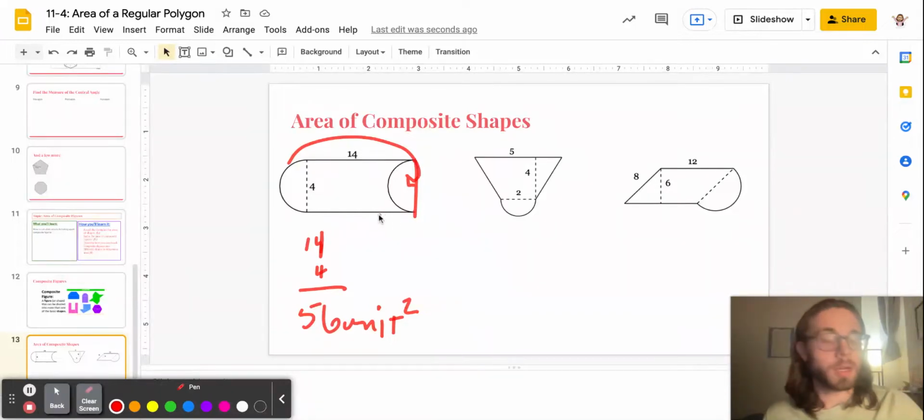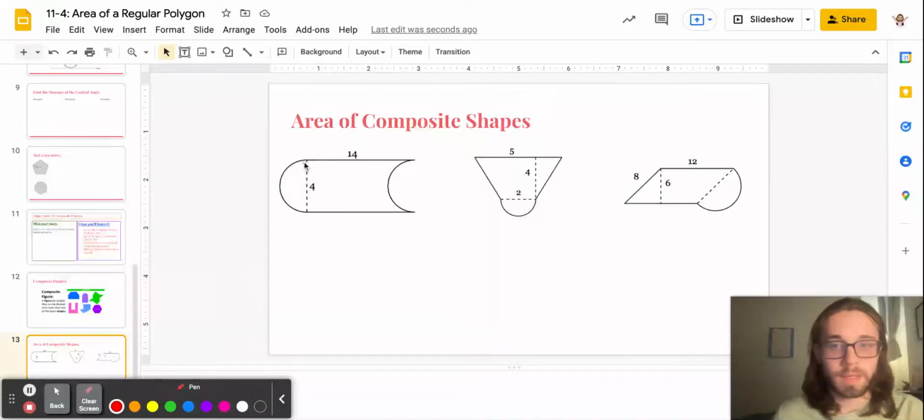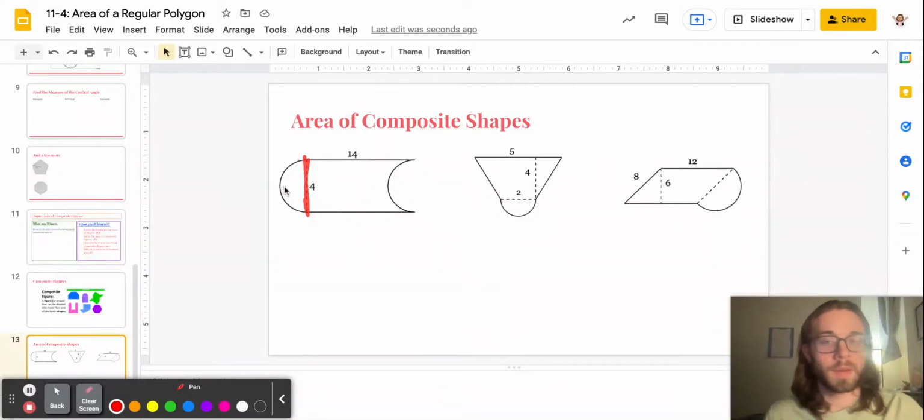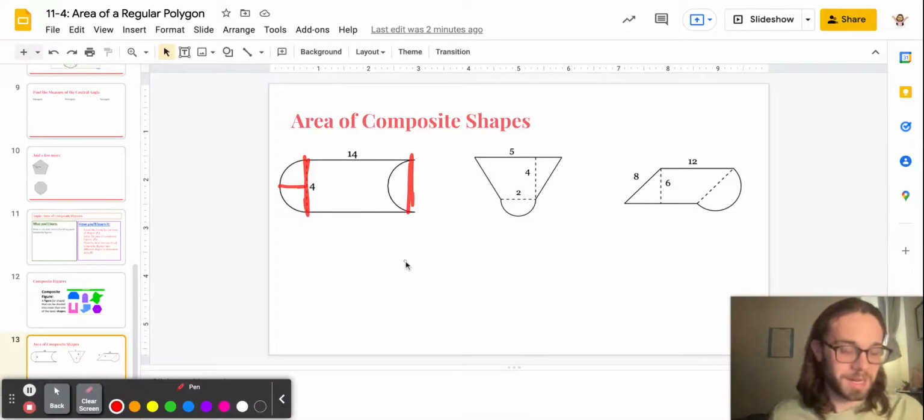All right. Alternatively, let's say you didn't realize that you could make this into a rectangle, so to speak. Well, what could you do? Well, this right here is a semicircle. So you can find the area of just this part, which would be pi r squared over 2, because it's only half the circle. You can then find the area of this rectangle and subtract this semicircle, which will ultimately result in you getting the rectangle again.